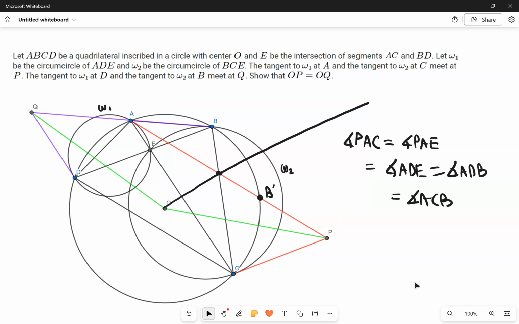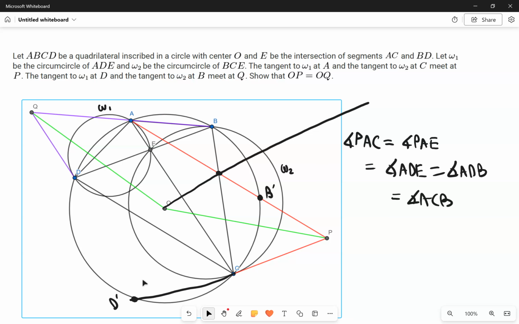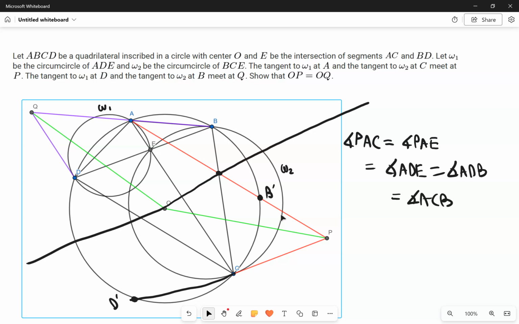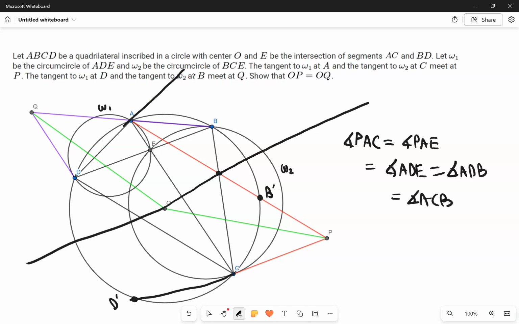And given this, it might help to extend this tangent and make it intersect at a point D prime, such that we get DD prime is parallel to AC, and therefore this tangent and AD are reflections across this perpendicular bisector as well. And therefore, since we're looking at this reflection intersect this reflection, this point P is just the reflection of the intersection of lines AD and BC.